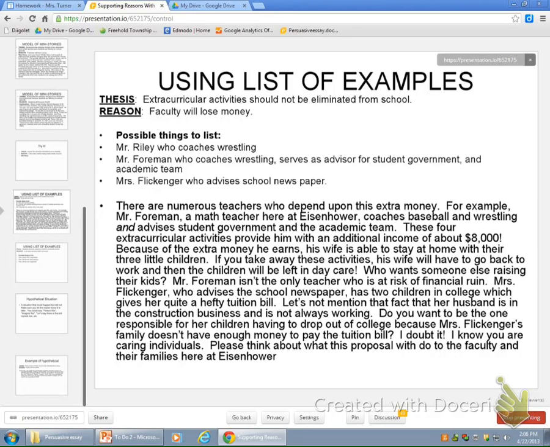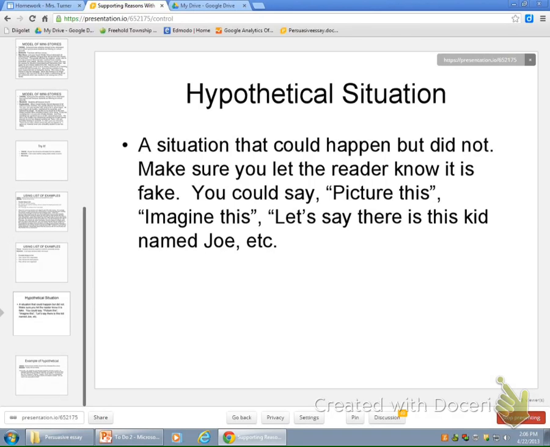All right, so besides a list of examples, you can give a hypothetical situation. So if you look at my notes here, all right, exit out of the discussion, you'll be able to see my notes. Remember, a hypothetical situation is a situation that could happen, but it didn't. So you have to make sure that you let the reader know that this is fake. So you could say something like, picture this, imagine this, or you could say something like, let's say there's this kid named Joe, etc. All right?